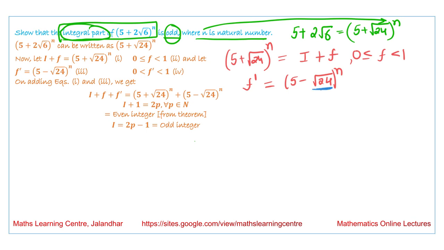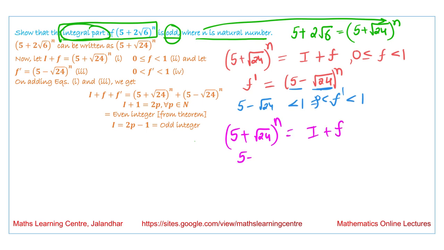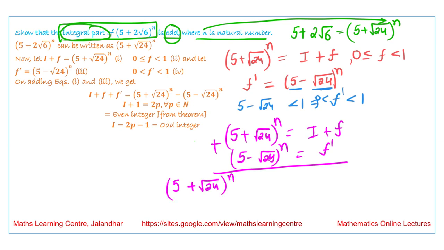As 5 minus root 24 is less than 1, this implies that the value of f dash lies between 0 and 1. Now we have two equations. One is (5 plus root 24) raised to the power n equal to I plus f, and second is (5 minus root 24) raised to the power n, which is the fractional part f dash. If we add both these equations, we obtain that (5 plus root 24) raised to the power n plus (5 minus root 24) raised to the power n is equal to I plus f plus f dash. Now look at these two expansions.